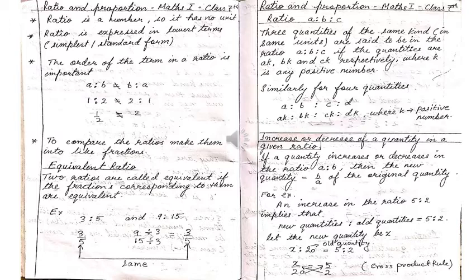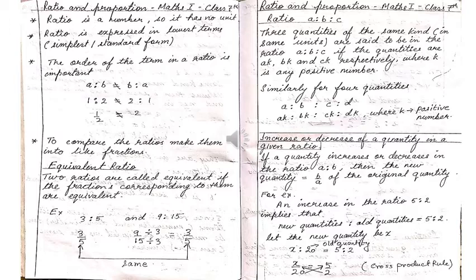So they are the equivalent ratios. Clear? Now ratio A is to B is to C. Three quantities of the same kind which contain the same units are said to be in the ratio A is to B is to C if the quantities are AK, BK and CK respectively, where K is any positive number. The examples which we will discuss later will make you more clear. Similarly, for the four quantities, A is to B is to C is to D, where K is the positive number.